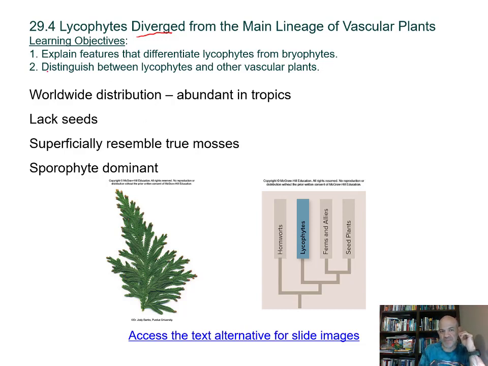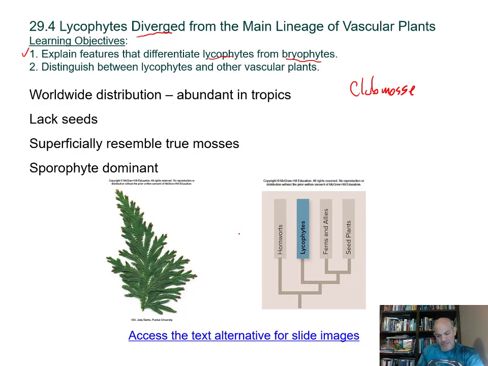For this group, your learning objectives are to explain the features that differentiate the lycophytes from the bryophytes, which are the mosses, liverworts, and hornworts. The Lycophyta are sometimes referred to as club mosses. When we look at that comparison, they resemble mosses in some ways, except they have vascular tissue. They don't produce seeds. They require water to complete their life cycle, but again, they have vascular tissue, so that distinguishes them from true mosses.